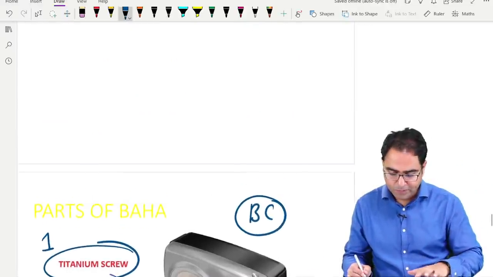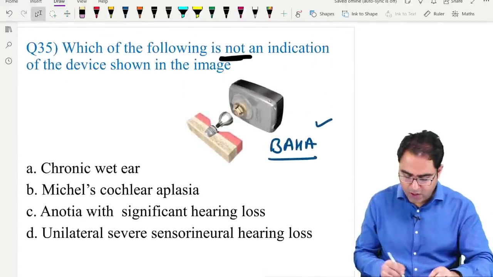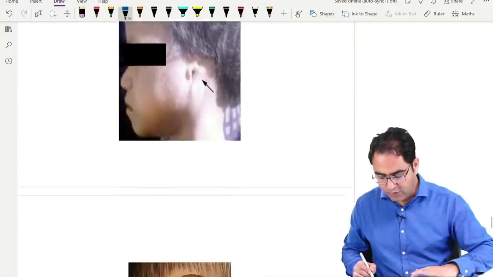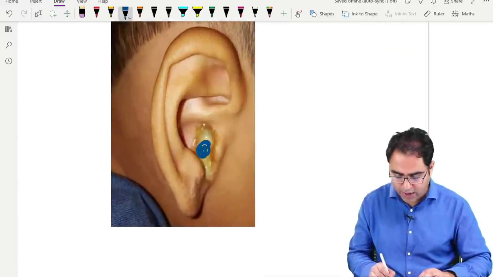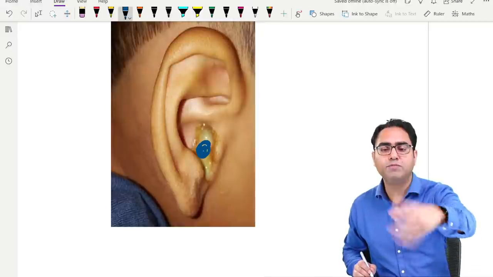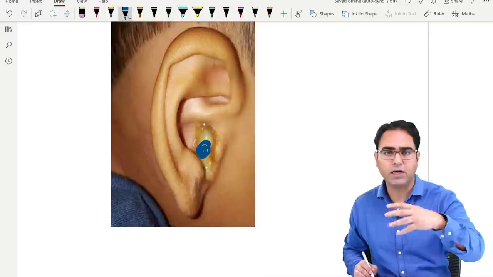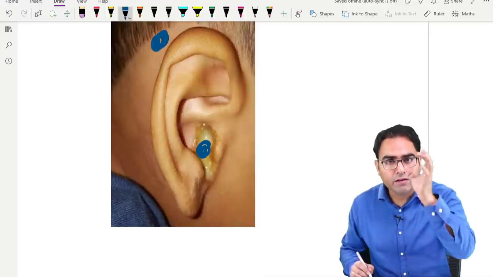Okay, fine. Which is not an indication of the device shown in the image? Chronic wet ear. Yes, it is an indication. Why? Look at the screen. If the pus is coming from your ear, can you put a normal hearing aid? No. Within one day, the hearing aid will get spoiled. The pus will short circuit the hearing aid. So better put the hearing aid here. So chronic wet ear is an indication.